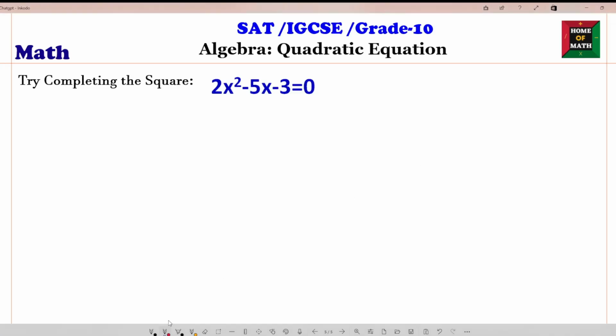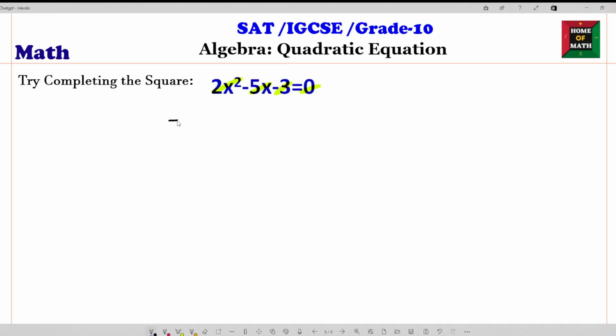In this video we are trying to solve this equation by completing the square. Let's start. Here is 2x square minus 5x minus 3 equals 0.